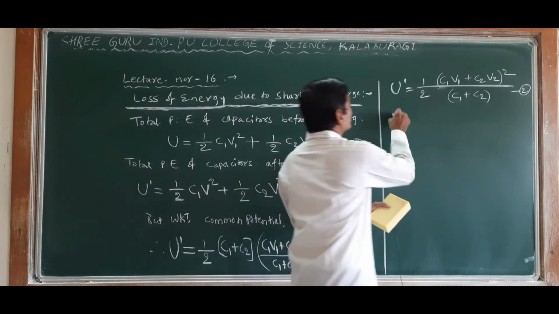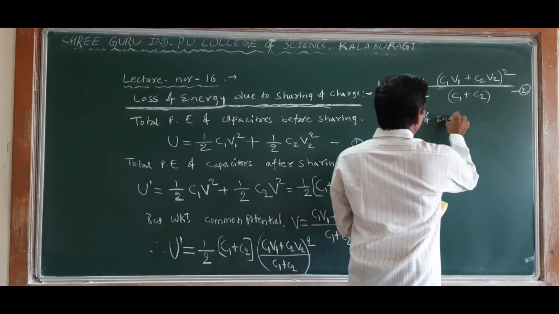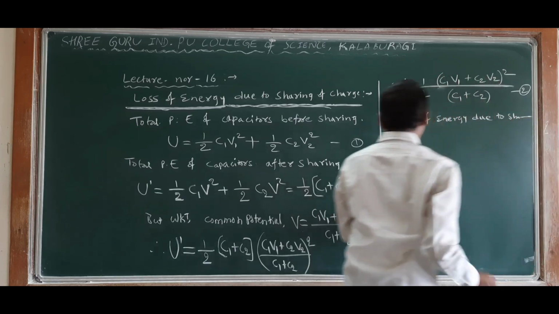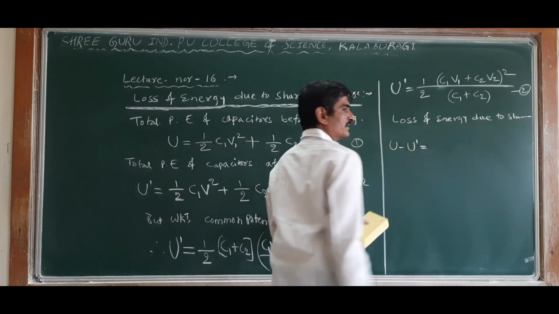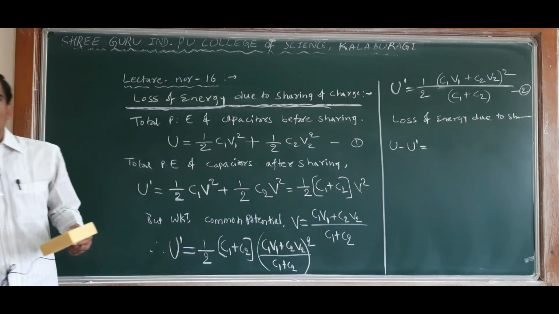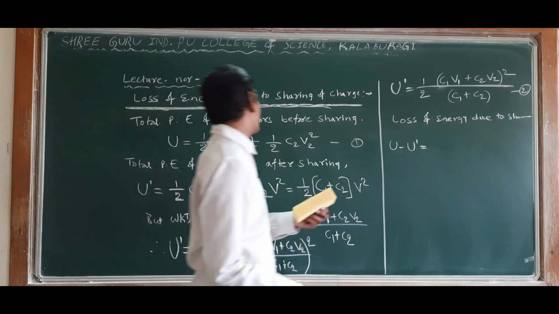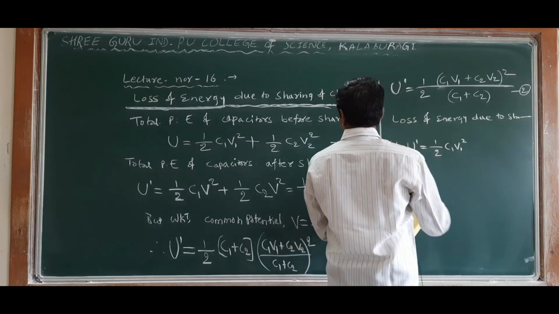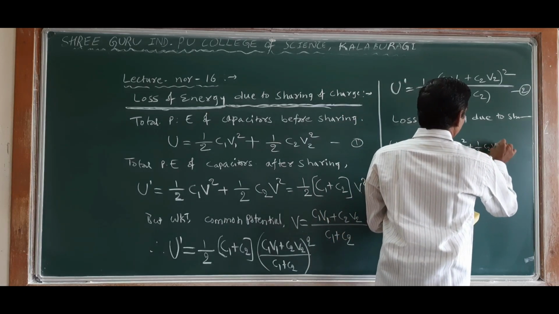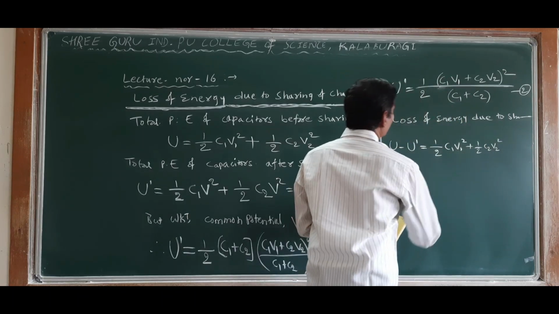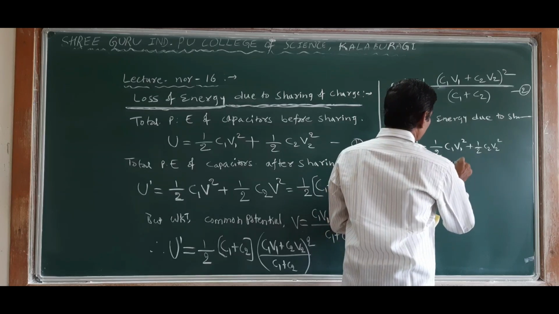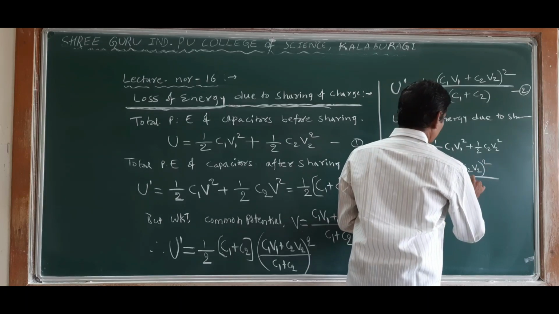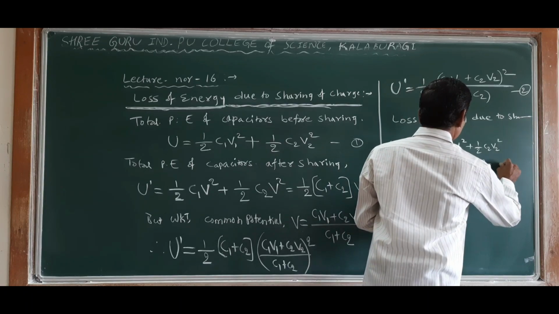So now the loss of energy due to sharing of charges is given by U minus U dash, initial total energy minus final energy, so that will be the loss of energy. So therefore we will get 1 by 2 C1 V1 square plus 1 by 2 C2 V2 square minus (C1 V1 plus C2 V2) whole square divided by 2 (C1 plus C2). Got the idea? Okay.